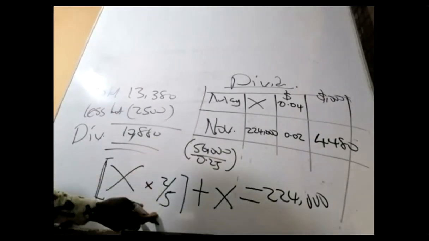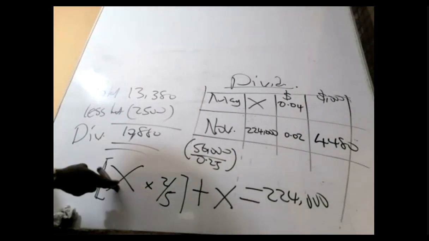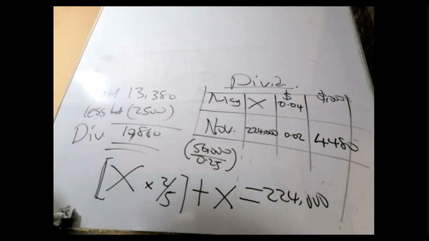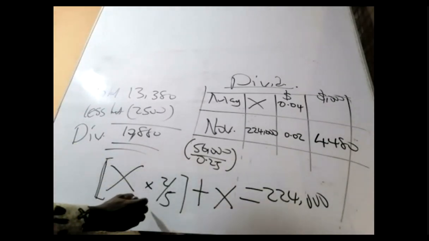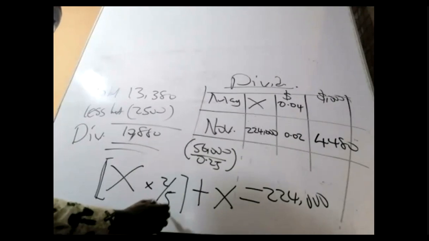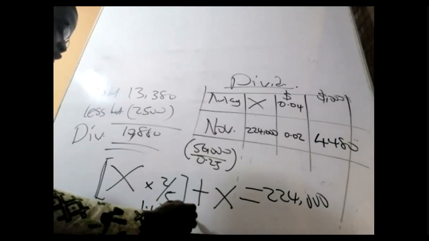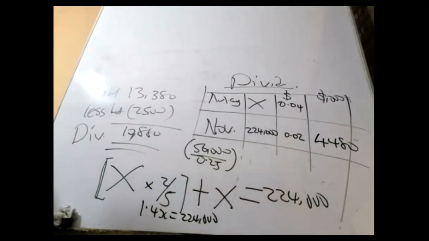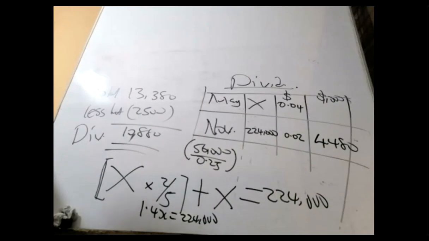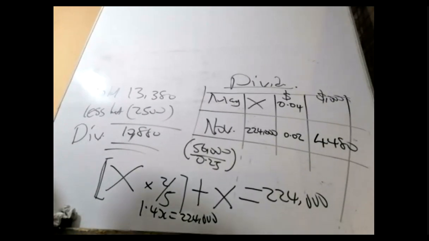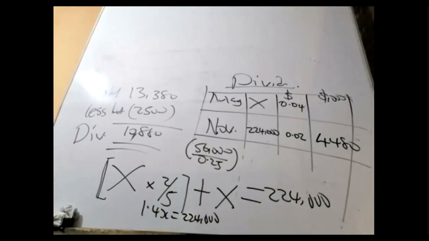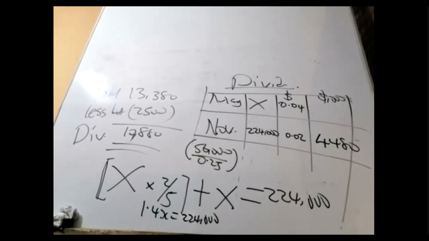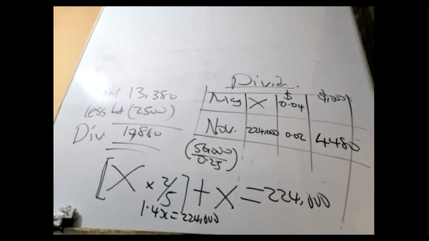Agreed. So 0.4 times x is 0.4x, plus x, gives us 1.4x, which is equal to 224,000. Find x. So 224,000 divided by 1.4. That will give us x. Actually, that will give us the number of shares before the right issue. So let's do something here. So 224,000.